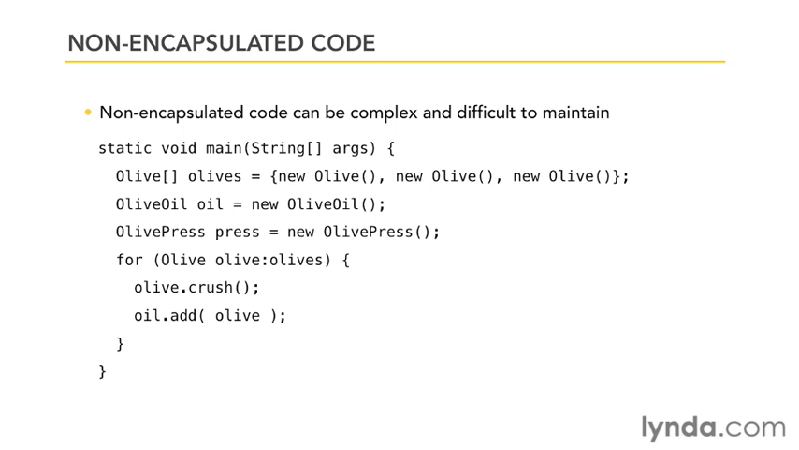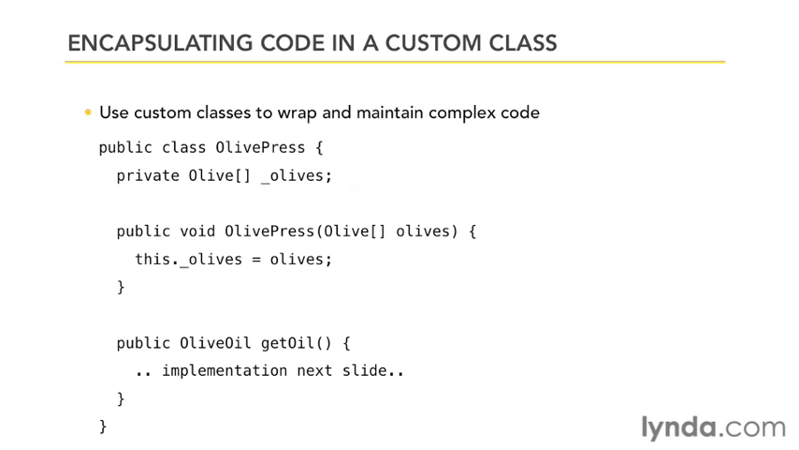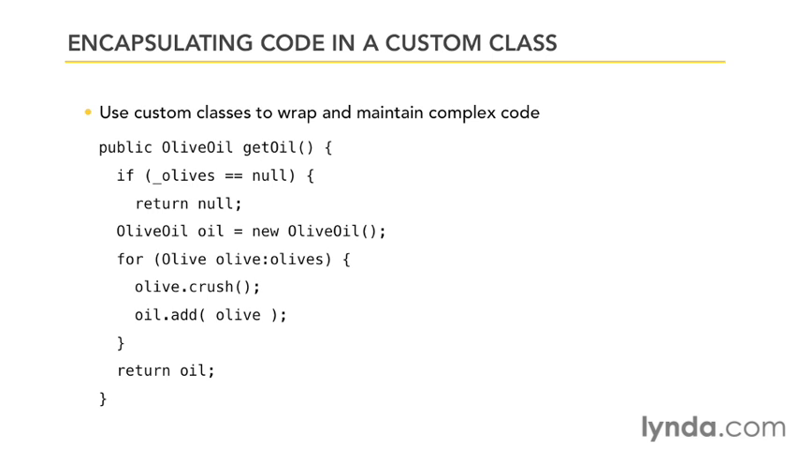So in Java applications, you're encouraged from the beginning to break your applications down into small pieces. So for example, I might take some of that code and move it off into its own custom class. I might create a class called OlivePress. Within the OlivePress class, I might declare a private field or a private variable. In this case, it's an array of olive objects named olives. And then I might have a constructor method that allows me to pass that data in as I create an instance of the class. Then I might have a method called getOil that can be called from anywhere in the application. This method would encapsulate the complexity of how you have to loop through the list of olives, crush them, and add them to the olive oil.